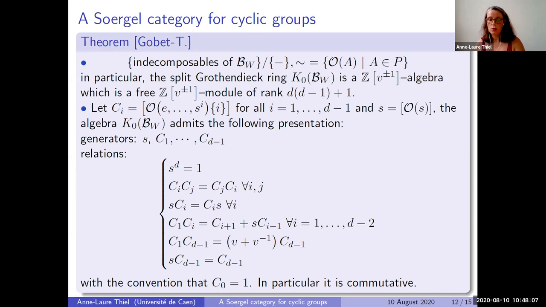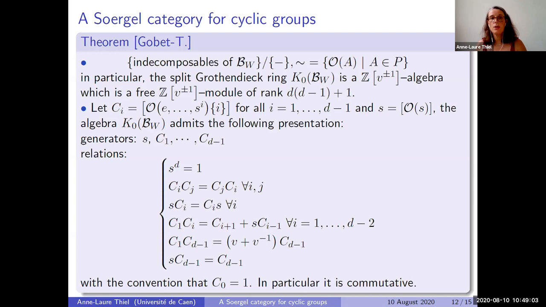I will not say much more about the Grothendieck ring, just mention a few other things. Actually we can give a presentation with fewer generators. We can only use S and C_1, for example. If you consider v not as a formal parameter anymore, but as a complex number, this C-algebra is generically semisimple, except for a few values of v. And we understand quite well the spaces of morphisms between two indecomposable objects in this category.